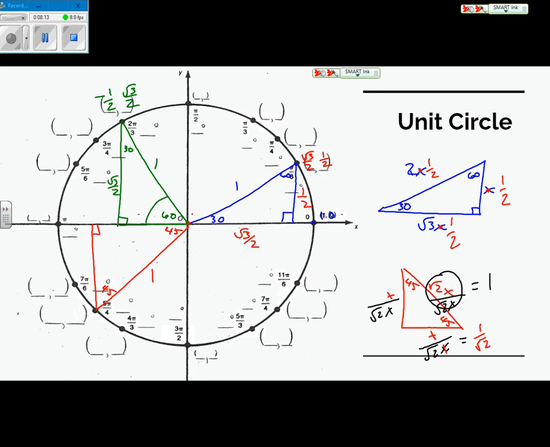What's wrong with that? Good. No square roots on the bottom. So that's going to give me square root of 2 over 2. And that'll be for both of my legs right here. Square root of 2 over 2, square root of 2 over 2. Now hold on, I went to the left. So what does that mean? Negative. And then I went down, so it's also negative. So this point at 5 pi over 4 is simply negative square root of 2 over 2, negative square root of 2 over 2.